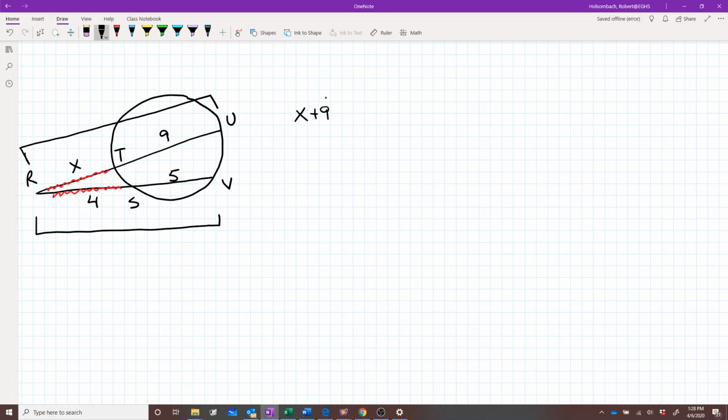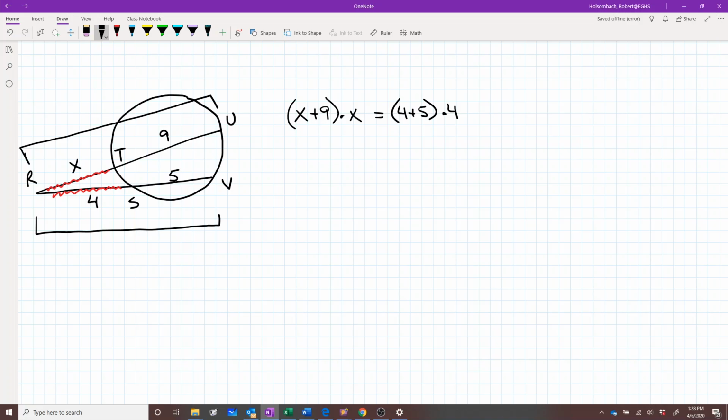So what we've got now is this entire top secant, RU, that's going to be equal to x plus 9 times the outside piece, which is x, is going to be equal to the entire second secant, which is 4 plus 5, times its outer piece, which is just the 4.